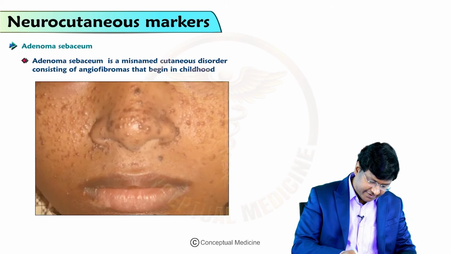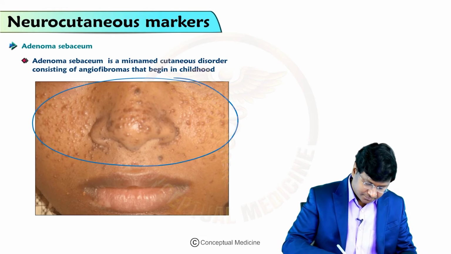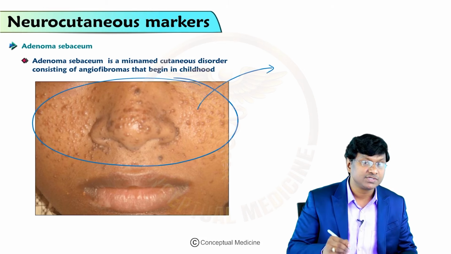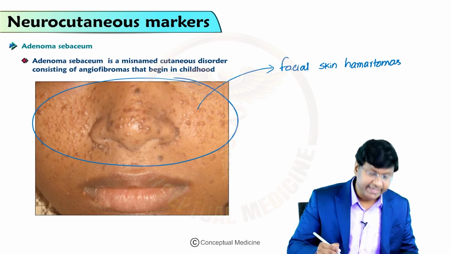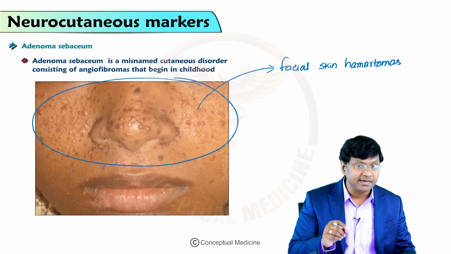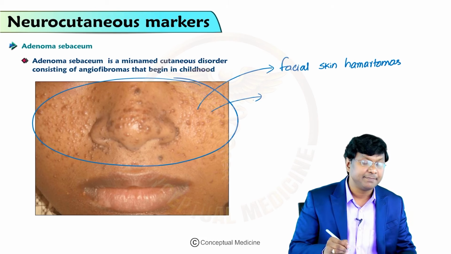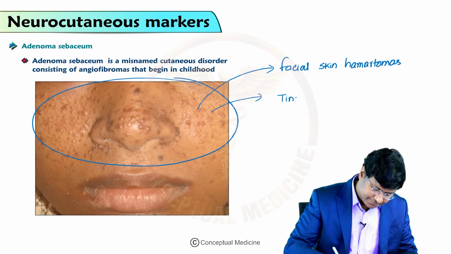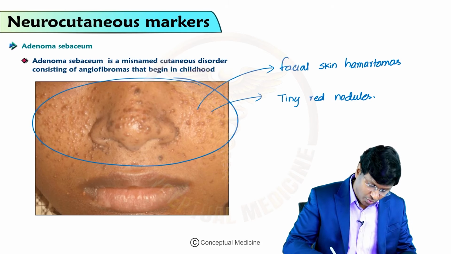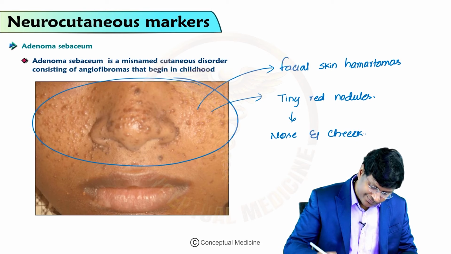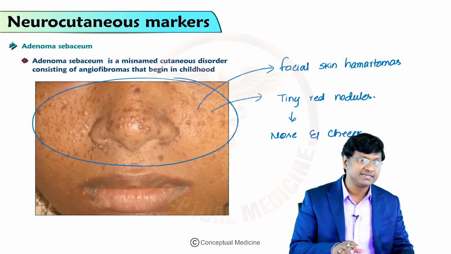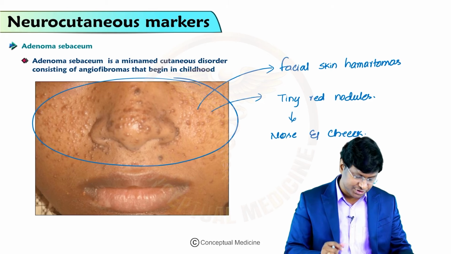Then followed by that we have adenoma sebaceum. This adenoma sebaceum is a facial skin hamartoma that develops in early childhood. And how do they appear? They appear as tiny red nodules over the nose and cheeks. And this will resemble acne. That is your adenoma sebaceum, right.